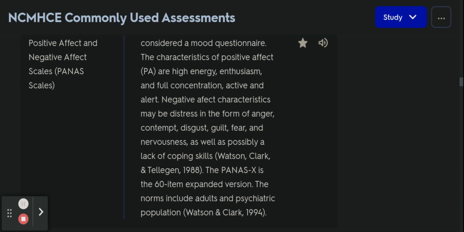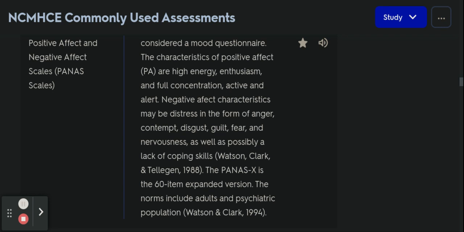Positive Affect and Negative Affect Scales, PANAS scales, are considered a mood questionnaire. The characteristics of positive affect, PA, are high energy, enthusiasm, and full concentration, active and alert. Negative affect characteristics may be distress in the form of anger, contempt, disgust, guilt, fear, and nervousness, as well as possibly a lack of coping skills.